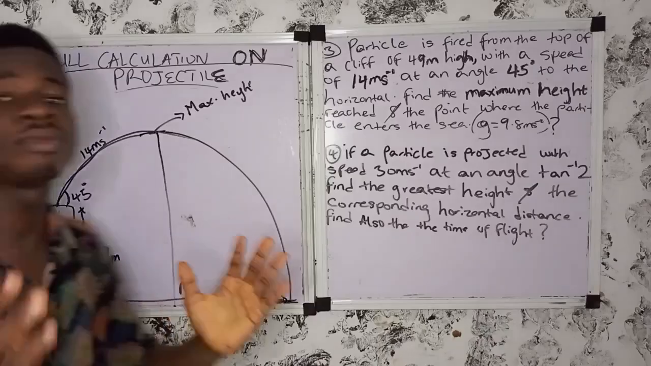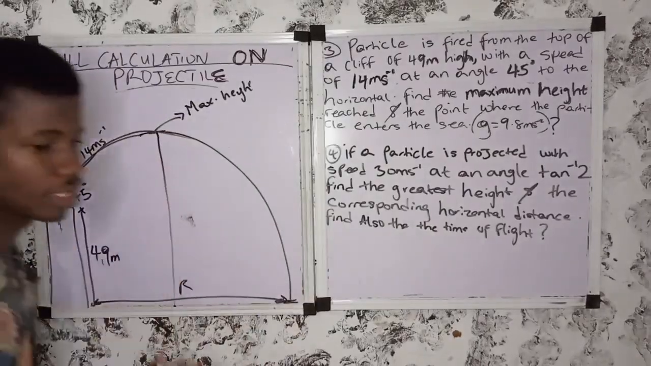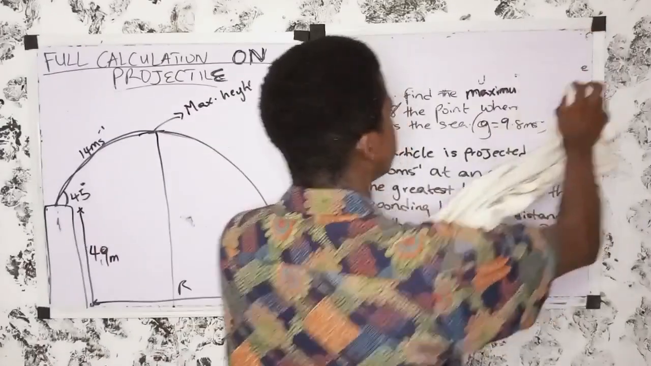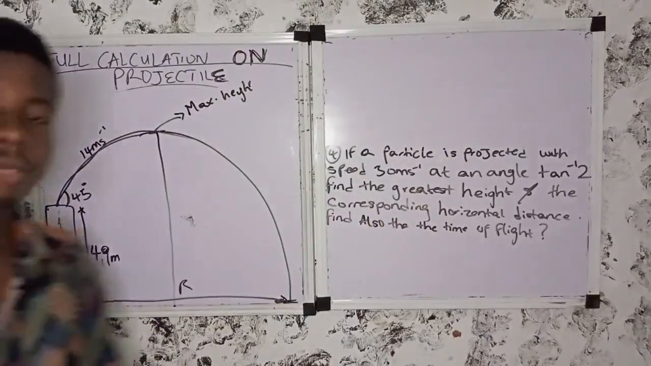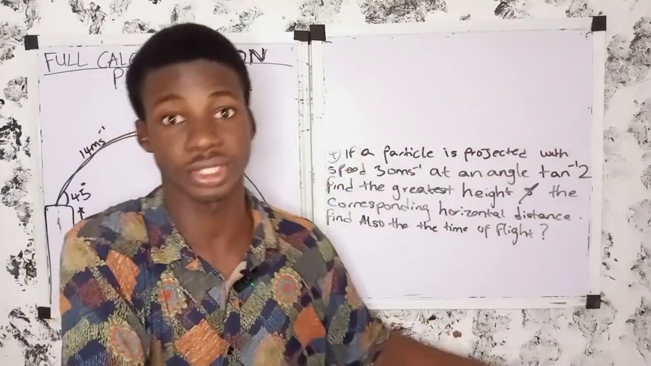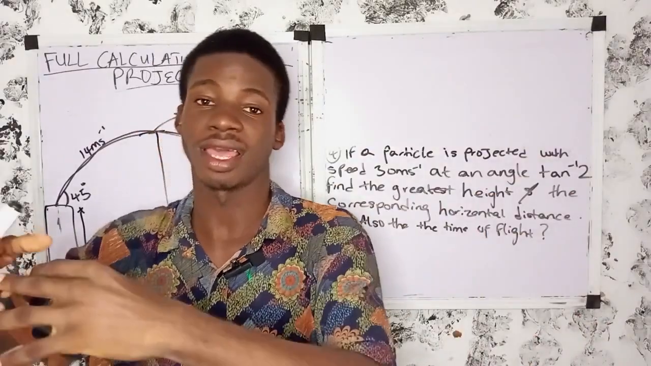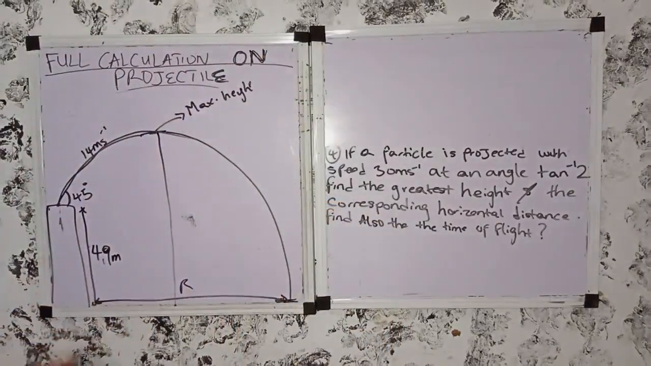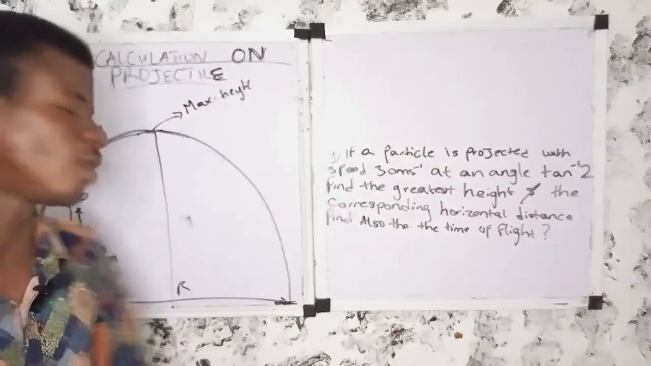Now remember I gave you guys equations under vertical motion in projectile. Let me clean this part so that I can solve. I also gave you guys equations under horizontal motion in projectile. So in the question they are asking us to look for the maximum height and also the range.